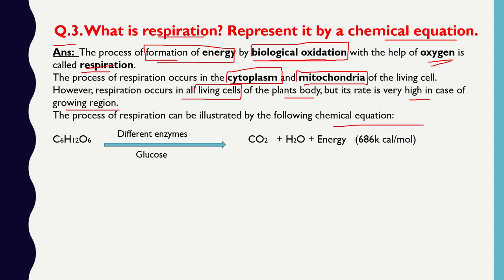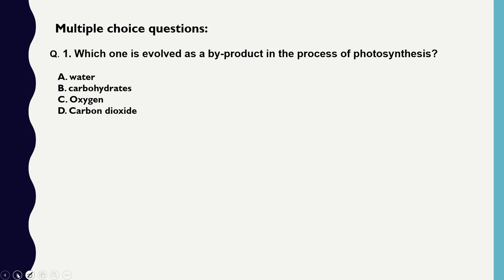So here is a chemical equation. Here is glucose, that is C6H12O6, with different enzymes, giving carbon dioxide, water, and energy. The amount of energy is 686 kilocalories per molecule. And here is a multiple choice question.